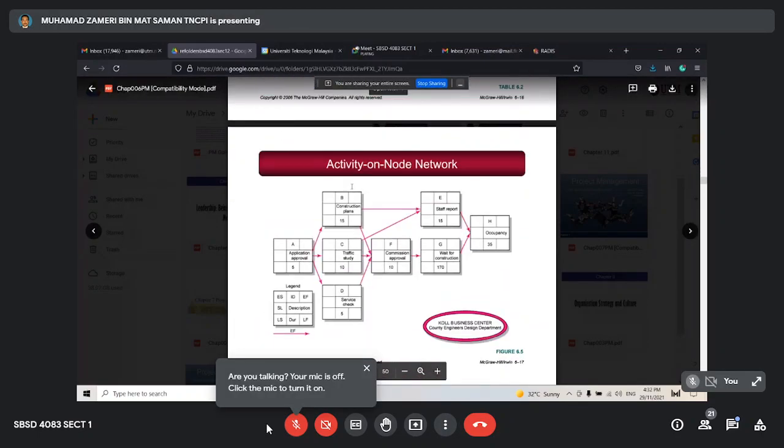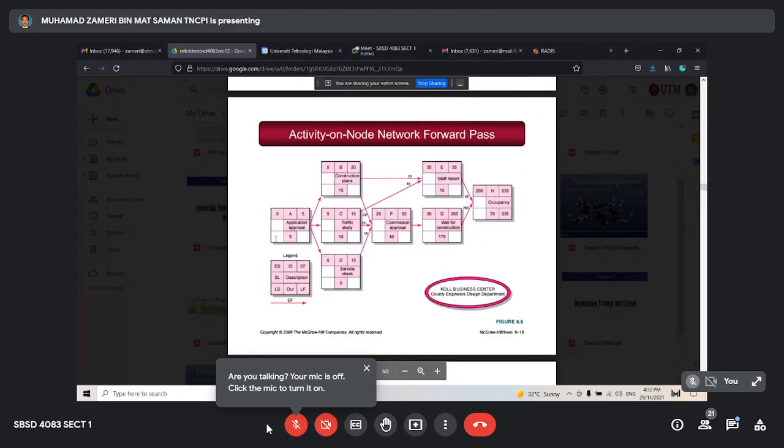Forward analysis. Because A is the first activity, we must start with 0. And then A takes 5 days. So if we start at 0, we finish at day 5. That's why we get 5 here. A is the first activity, so early start must be 0, and early finish is at day 5. So day 5 transfers to B, C, and D, because B, C, D come after A.